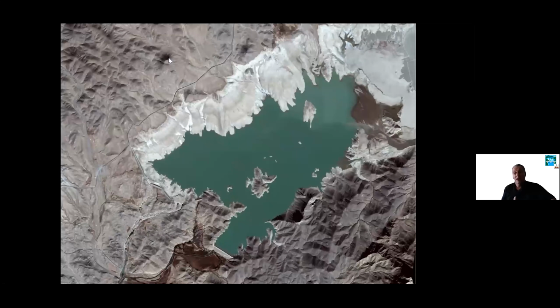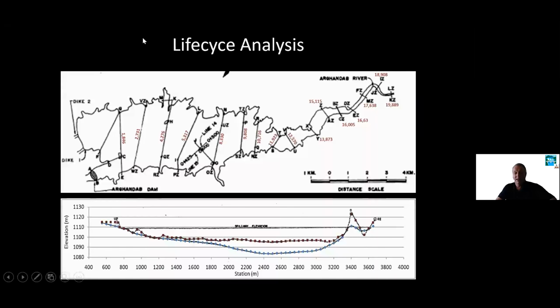And so the question is, how many years of deposition can we sustain before the risks of supplying downstream water become unacceptable? And so we had repeated cross sections.